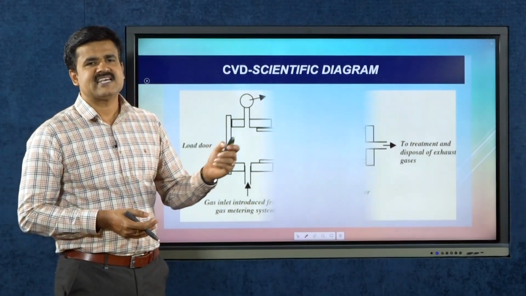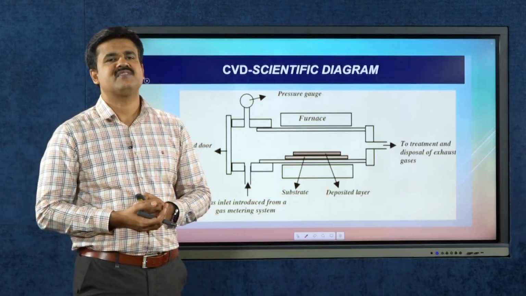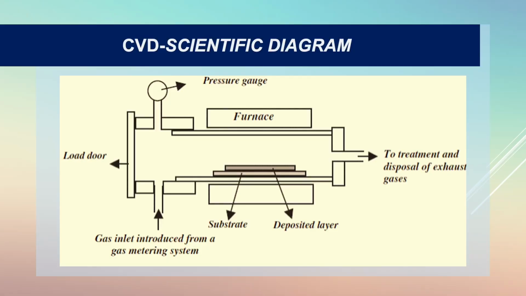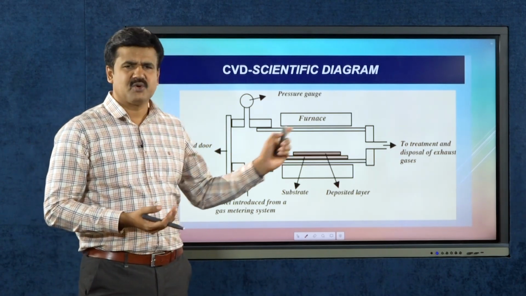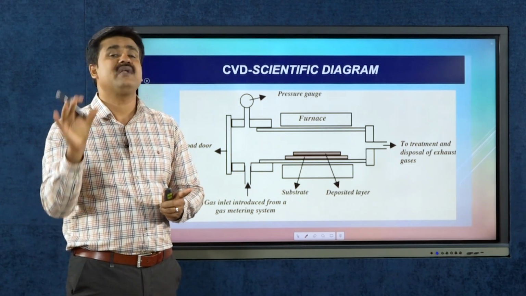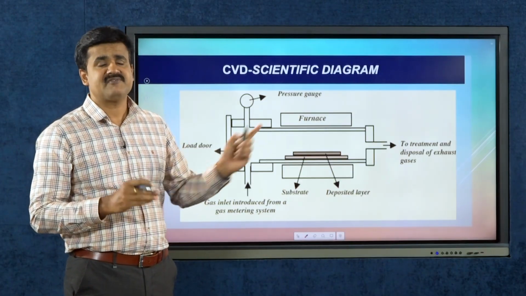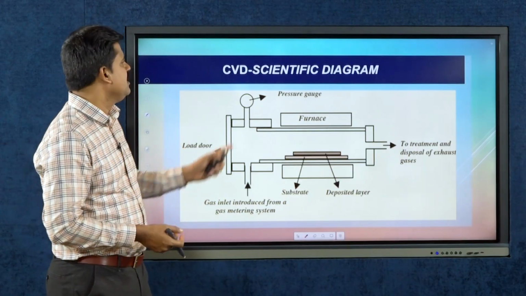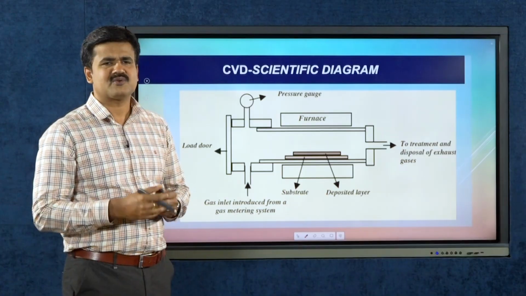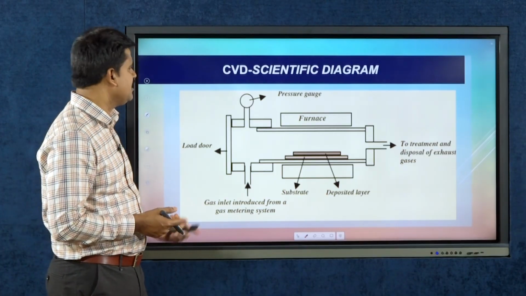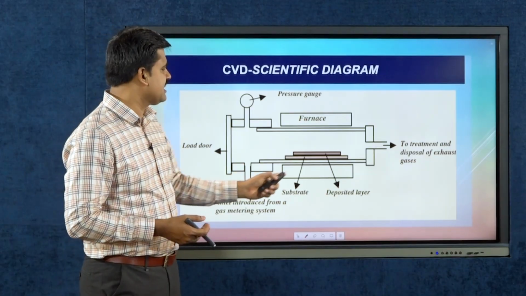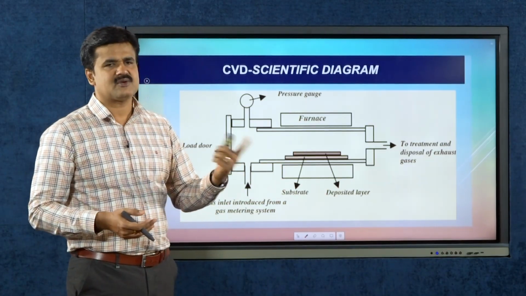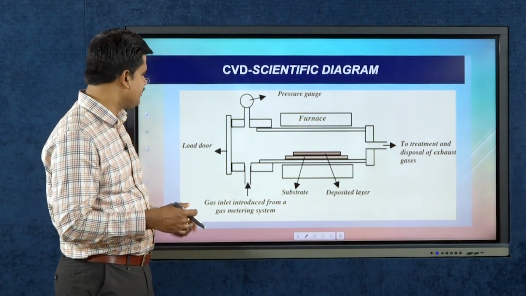Now, here there is a scientific diagram of the chemical vapor deposition procedure. A detailed study is not required as far as your syllabus is concerned. Even so, I am showing an outline of the CVD procedure. Here there is a pressure gauge to regulate the pressure inside the chamber. This is the CVD chamber. Here there is a furnace for heating. Here there is a substrate or a catalyst on the surface of which vapors can be deposited.